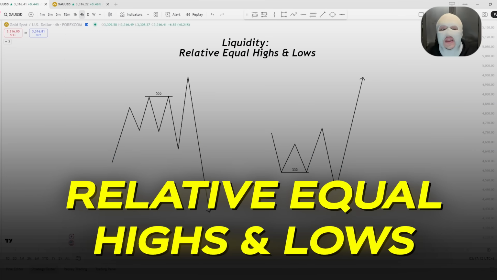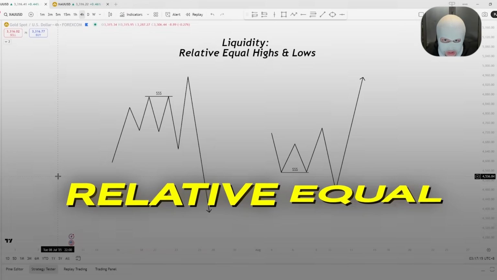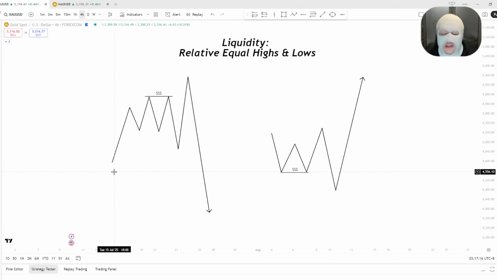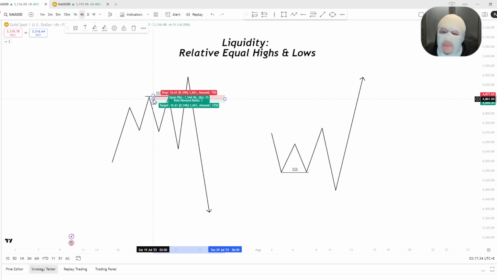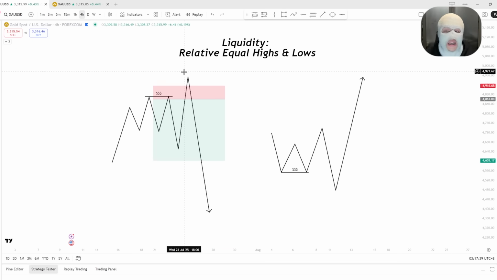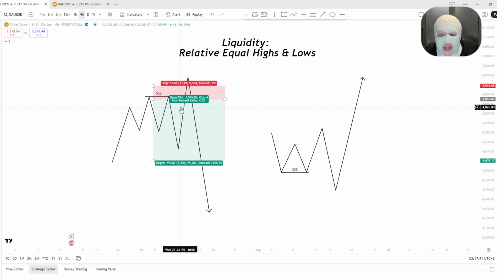Lastly, relative equal highs and lows. I mostly look out for these on the 15-minute chart. The reason for the liquidity at these places is that retail traders who trade based on support and resistance logic will see these equal highs and lows as buying and selling opportunities. So, where would their stop losses be placed? Just right above the equal highs and right below the equal lows. Basically, if you play your cards right, they become our liquidity.